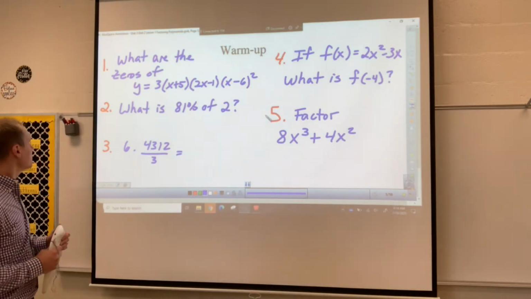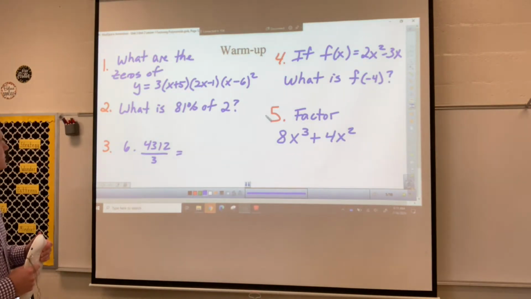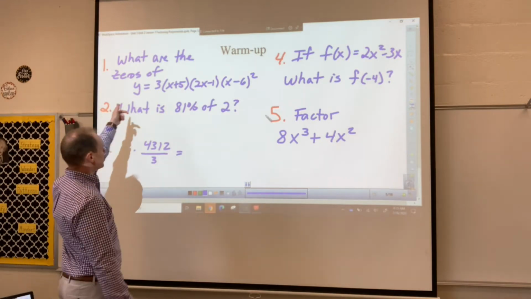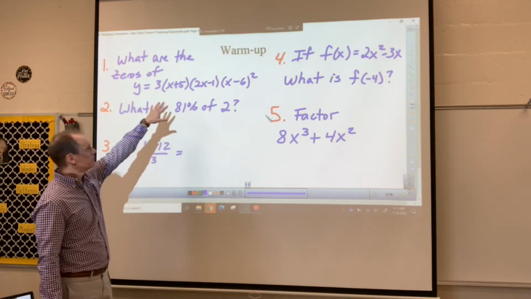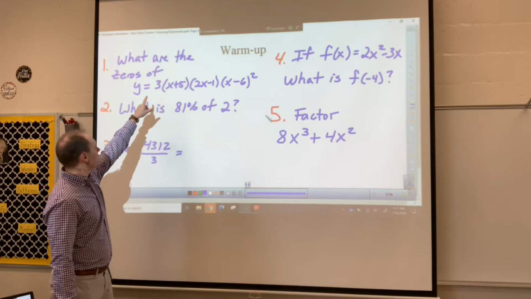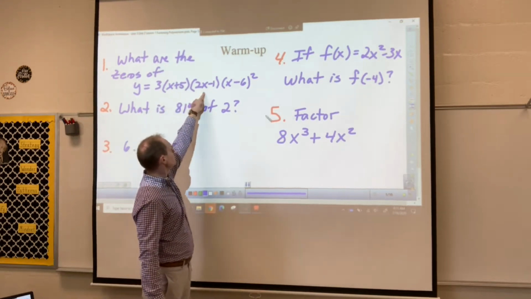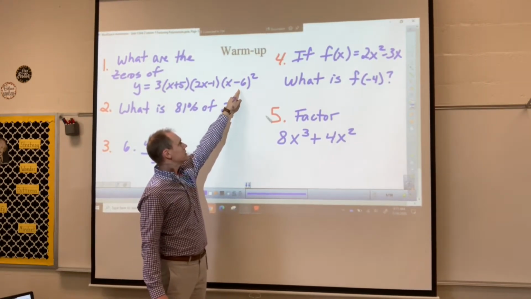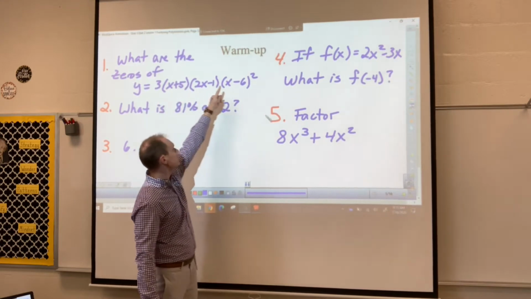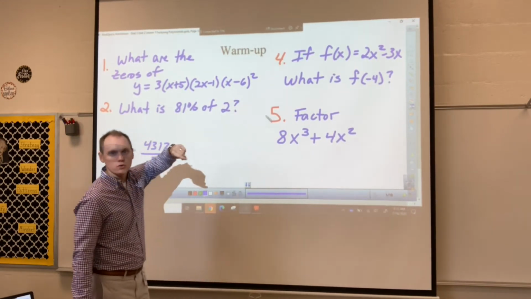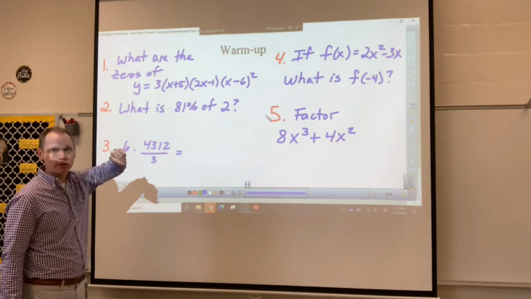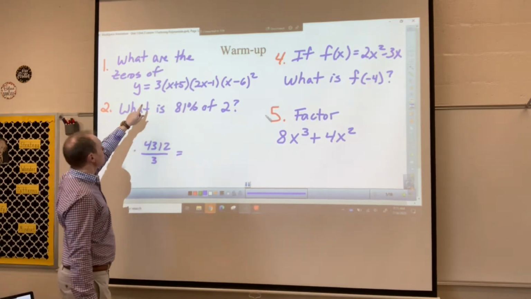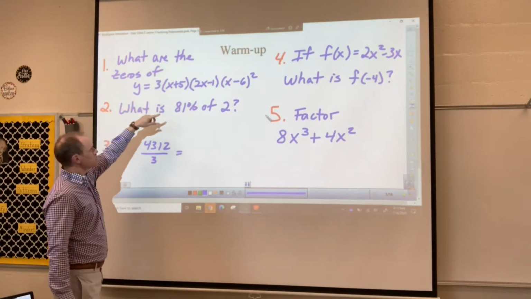Okay, so number 1 here, what are the zeros of this polynomial? As we talked about last unit, this is the factored form of this polynomial. We've got 1 factor here, 2, and then this one's 2 of them in itself. So we really have 1, 2, 3, and 4. So this is a quartic that we're talking about here.